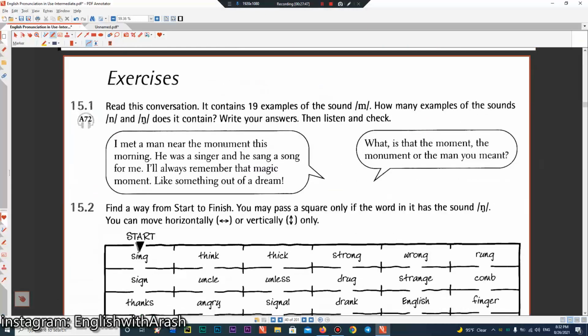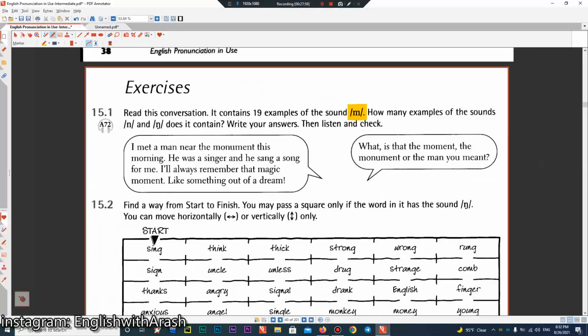Here we should read and mention how many me sounds we have, how many ne sounds we have, and how many ng sounds we have.